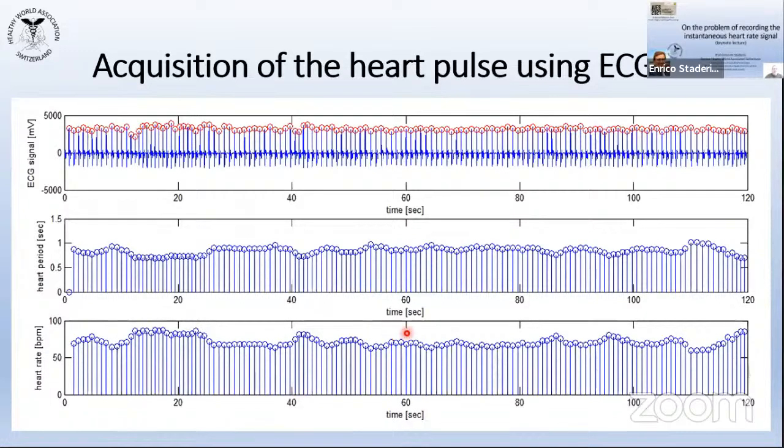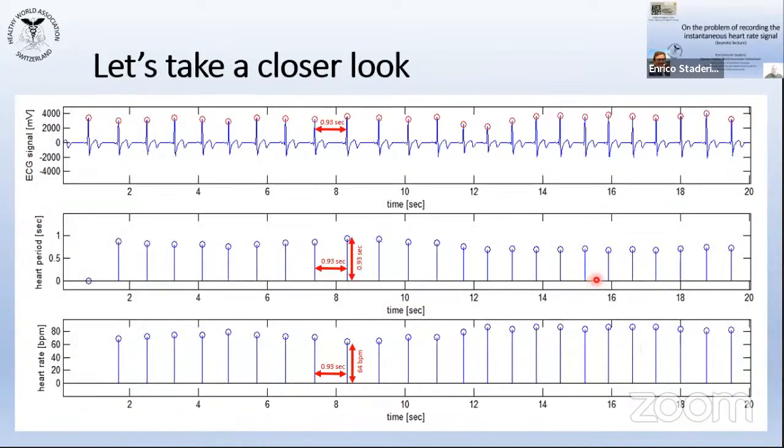The problem with this tracing is that the first tracing is the ECG sampled at a given uniform sampling frequency, but the two other tracings are not uniformly sampled because we have 1 point at each QRS, at each ECG beat. And so you can see, for example, that the distance between consecutive peaks in the heart period is not uniform. I will show better here. We can take a closer look. Now you can see, for example, for these two peaks, there is a distance of 0.93 seconds.